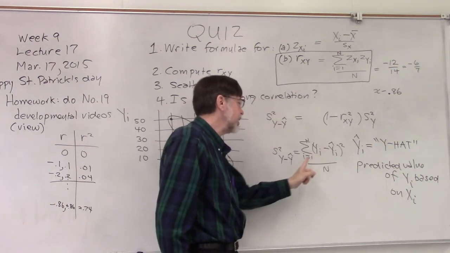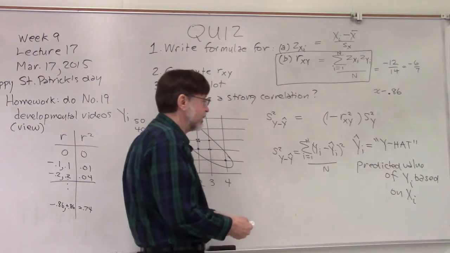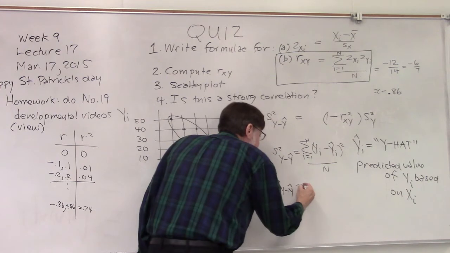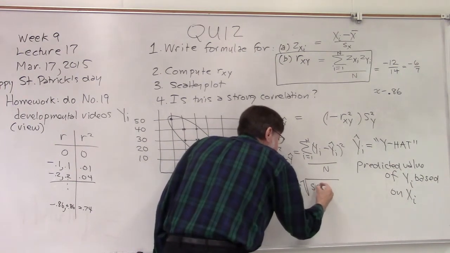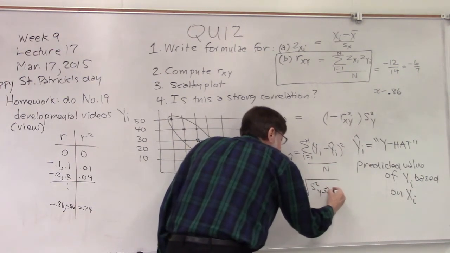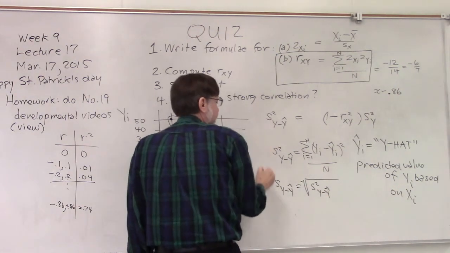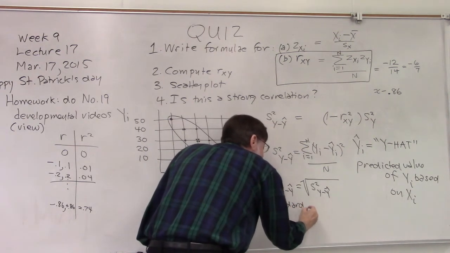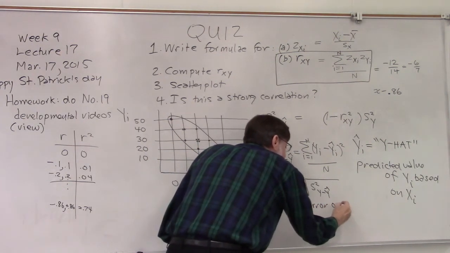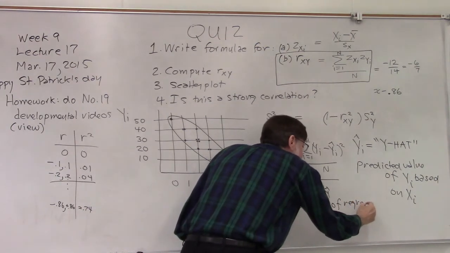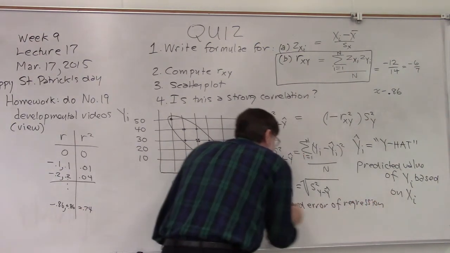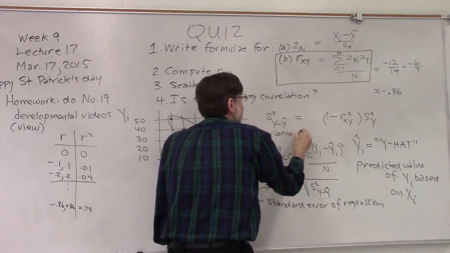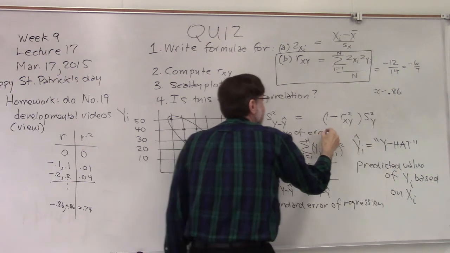If you put your prediction in there, it's called the variance of the residuals. And the square root of that, s y minus y hat, is equal to the square root of the variance of the residuals. So this is called the error of regression. This is sometimes called the standard error of regression. This formula right here is called the variance of the errors of regression.